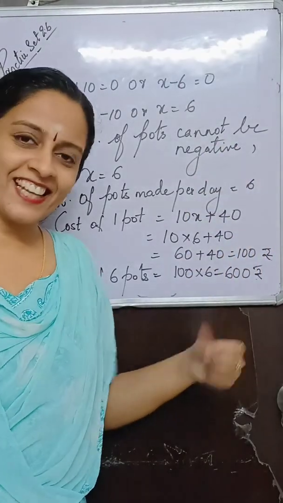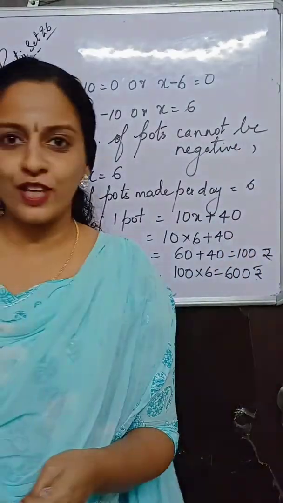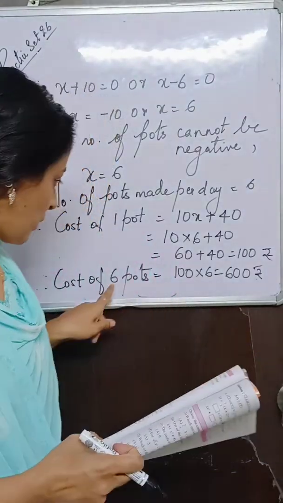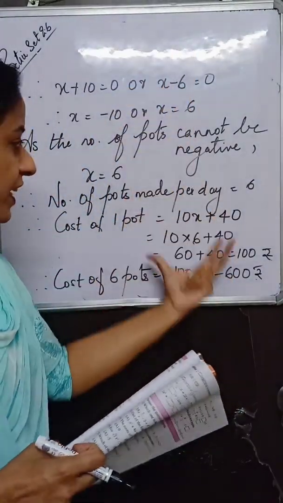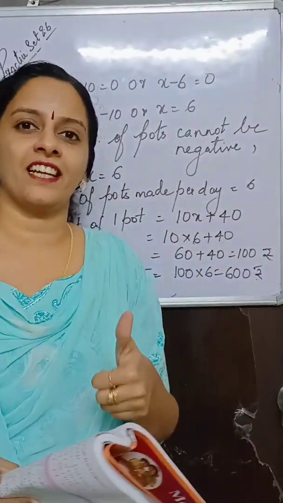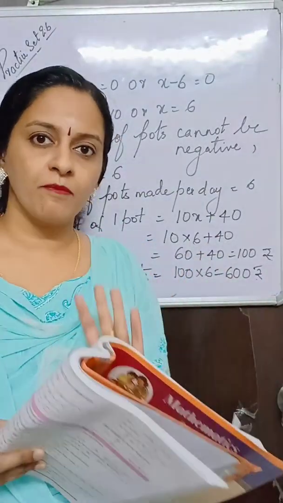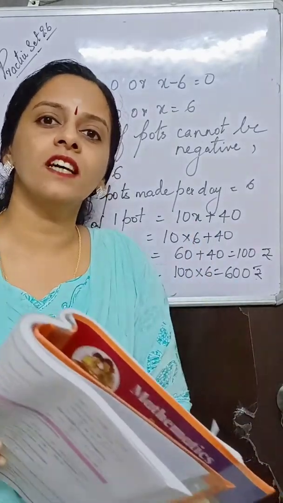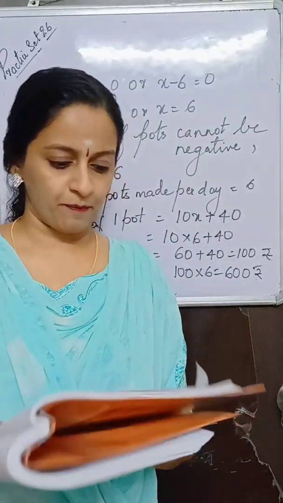Correct, no? You are getting the same way. In the condition also they told production cost is 600. So we are getting production cost 600. So whatever we did is absolutely correct. I hope you understood the sum very well. Pause, rewind and play so that you get the proper meaning of the sum.